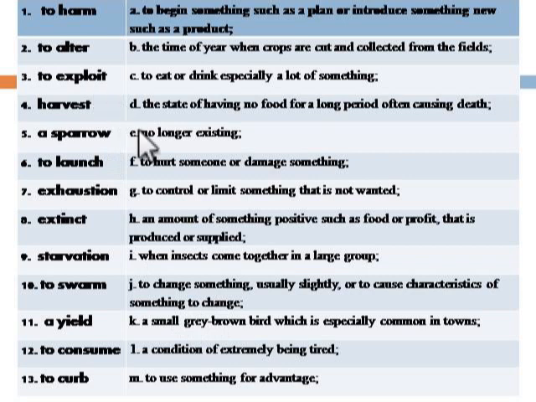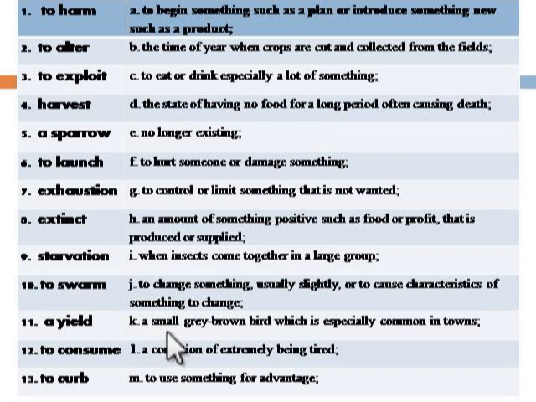Its definition is the letter M, to use something for advantage. The fourth, harvest. Its definition is the letter B, the time of year when crops are cut and collected from the fields. The fifth, a sparrow. I think you know it. So its definition is the letter K, a small gray-brown bird which is especially common in towns.